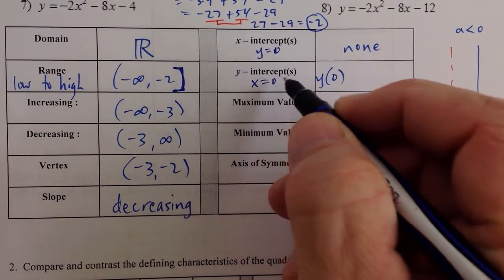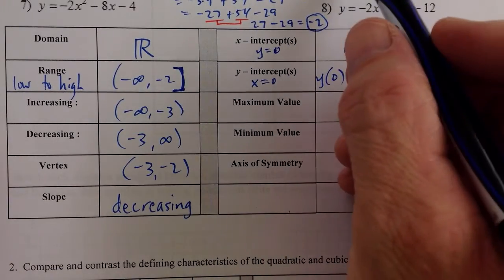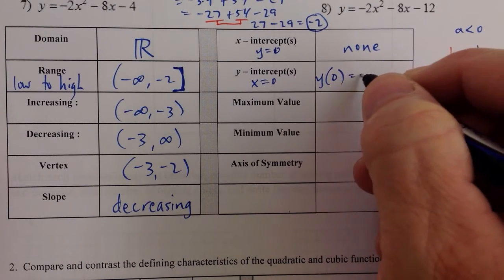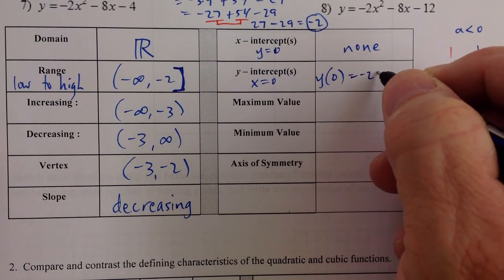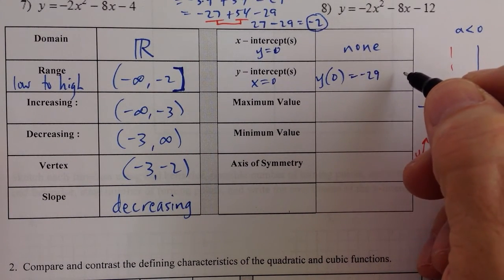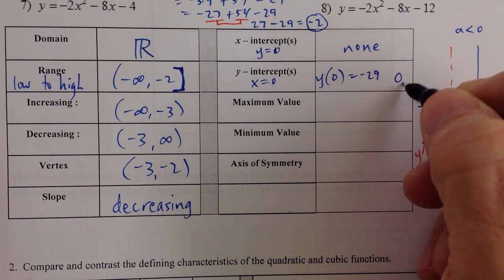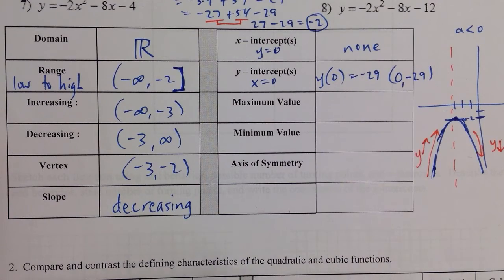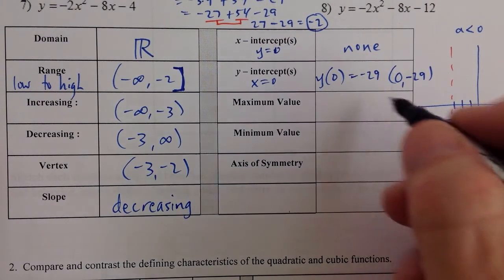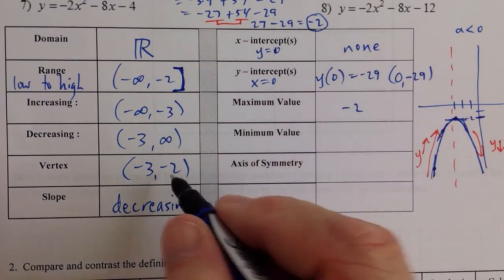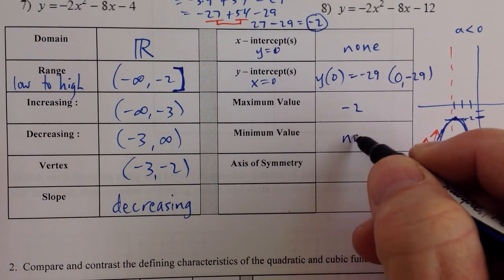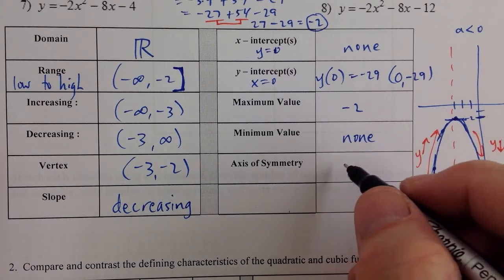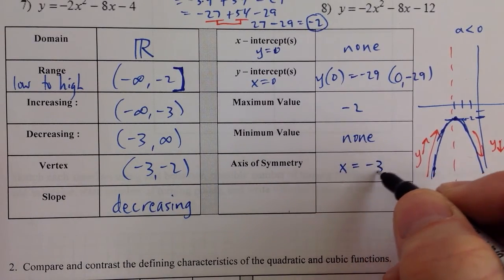And we could see that when x is 0, here y is 0, never. Here when x is equal to 0, we can see that the first two terms drop out and we just get negative 29. When we replace x with 0, we get y equals negative 29. Therefore we say that the y-intercept is (0, -29). We have a maximum value. That's the highest y value in the range, -2. There is no minimum value because the graph goes down forever, both directions. The axis of symmetry is x equals -3.